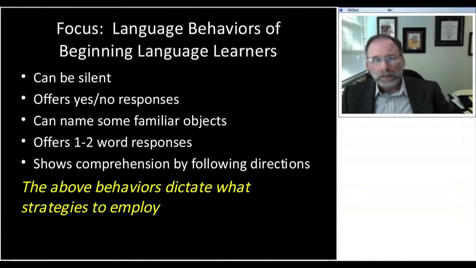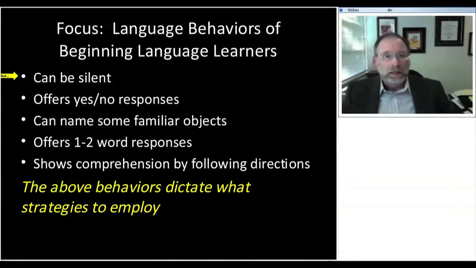First of all, a beginning language learner can be silent. Oftentimes, a beginning language learner will not be able to say anything more than just wagging a head, yes or no, or possibly saying, I don't know, I don't understand. A beginning language learner can offer those yes-no responses, can name some familiar objects, possibly offer 1 or 2 word responses, and can show comprehension by following directions. What's important to note is that these behaviors will dictate what strategies we employ in order to help out this student. Let's move on.